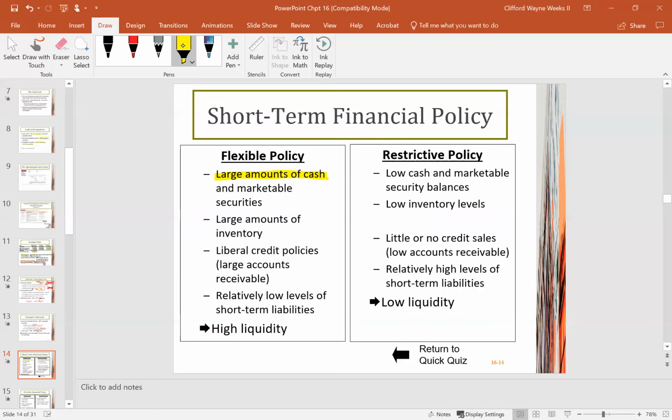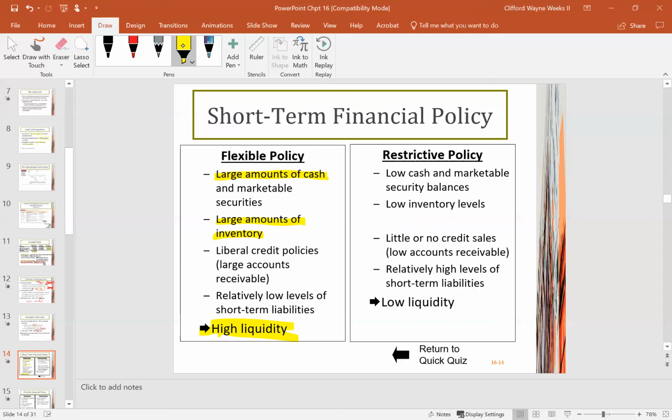A flexible policy also has large amounts of inventory. We give liberal credit policies. So if this guy doesn't have great credit history, we'll lend him money anyway. That's a liberal credit policy. And relatively low levels of short-term liabilities. This is highly liquid, having a flexible policy.